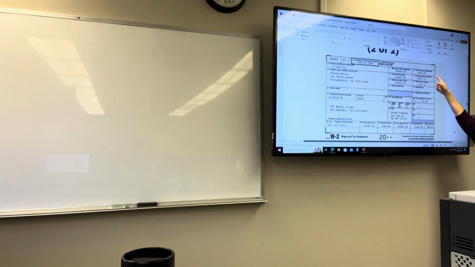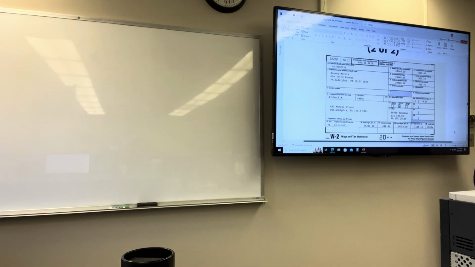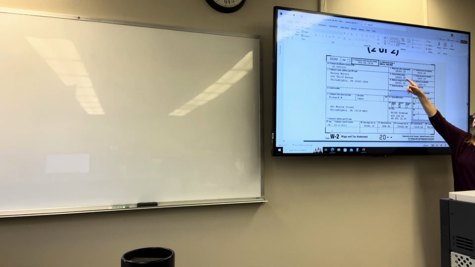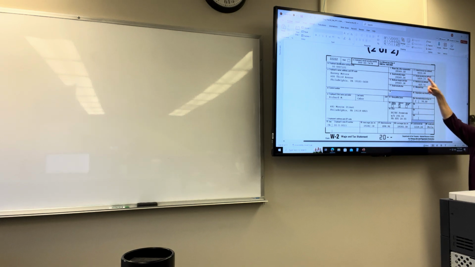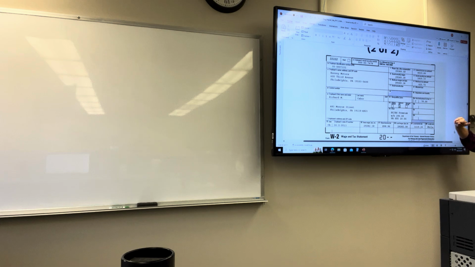Over to the right of that, box 2 is the amount of federal income tax that was withheld. Box 3, Social Security wages. Same thing, it is the amount of wages that were subject to Social Security taxes. So if the employee had health insurance withheld from their paycheck, that amount on an annual basis would not be included in the Social Security wages box. And again, over to the right, the amount of Social Security taxes that were withheld. Same thing for Medicare. So the amount of wages that were subject to Medicare tax, and then the Medicare tax withheld.